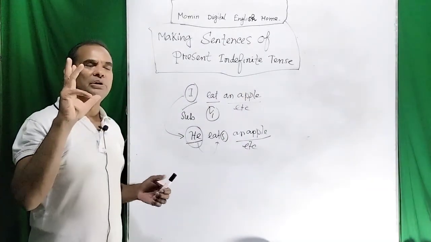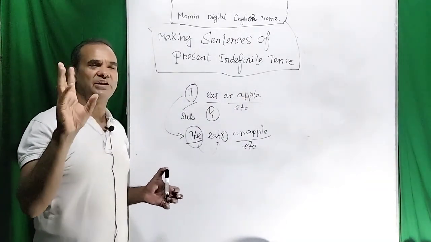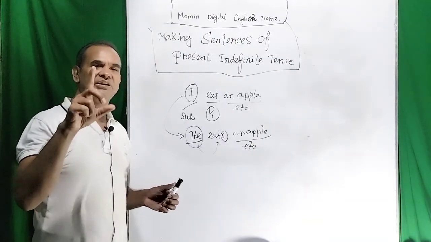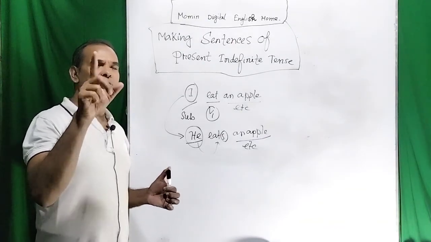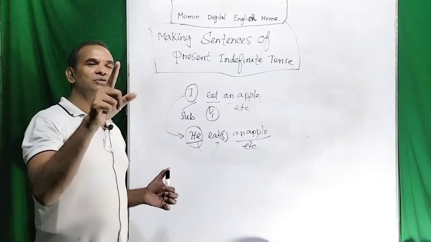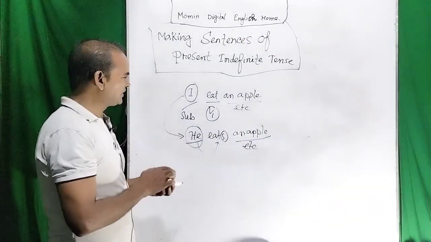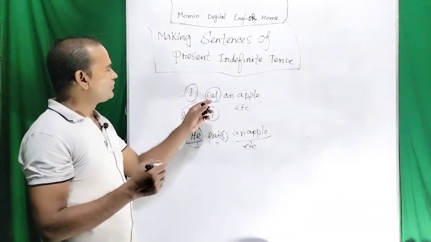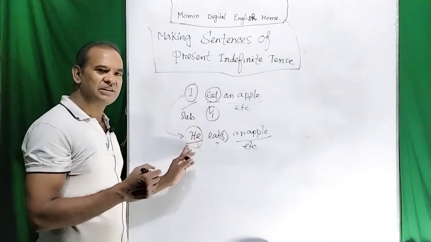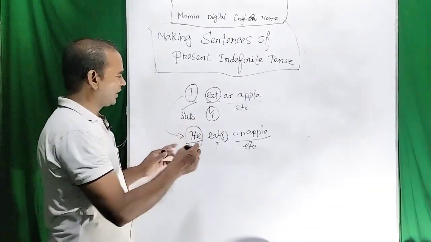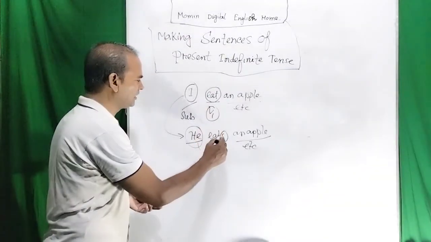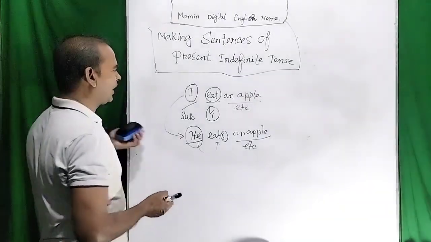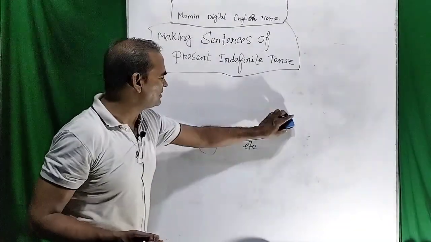In this case, you have to remember two things. If the subject is first person singular or plural, second person, or third person plural, the verb itself will have no change. And if the subject is third person singular, as I told you, the verb will have a little change. The verb one will take s or es with it. So you will have no problem. I think you will be able to make sentences this way.